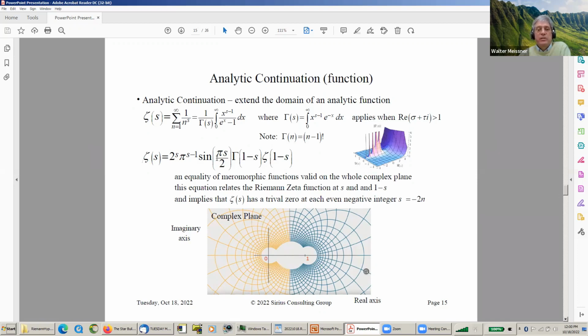Now, you may ask, shouldn't there be zeros on the right-hand side, at pi, 2 pi? And it turns out that the gamma function has poles there, which cancel out the zeros of the sine function. So that's why you don't see the zeros to the right of it. And here's just a picture again of the complex plane with the analytical continuation.